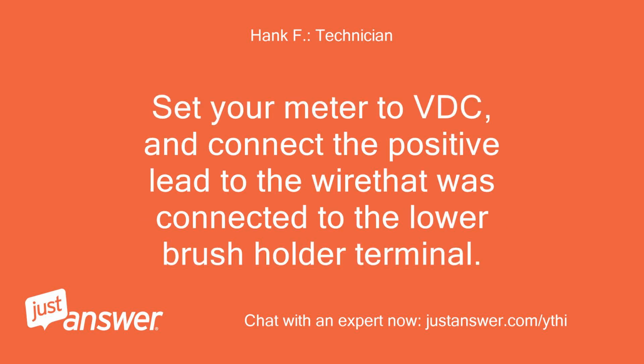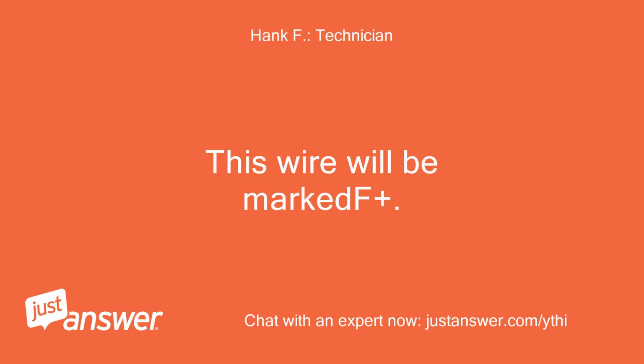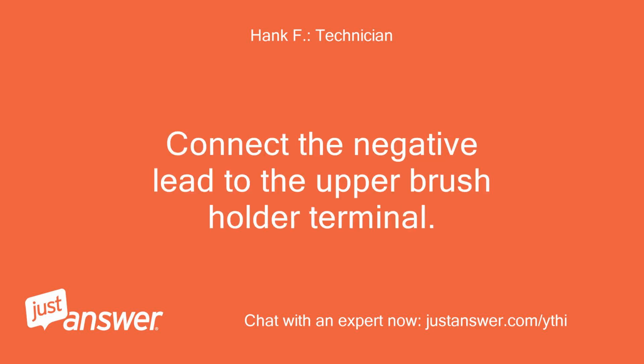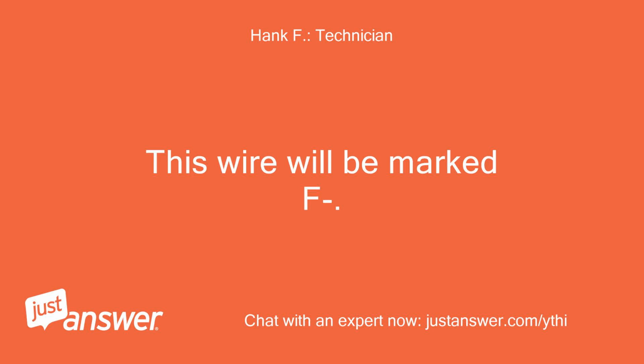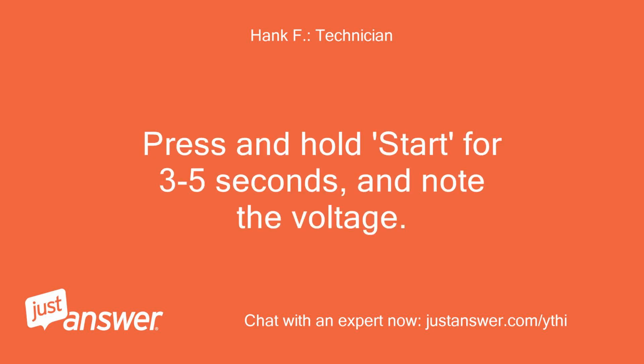Set your meter to VDC, and connect the positive lead to the wire that was connected to the lower brush holder terminal. This wire will be marked plus. Connect the negative lead to the upper brush holder terminal. This wire will be marked F. Press and hold start for 3 to 5 seconds, and note the voltage.